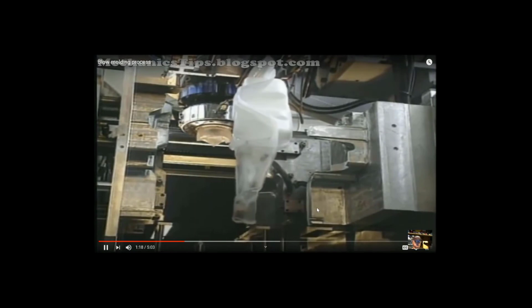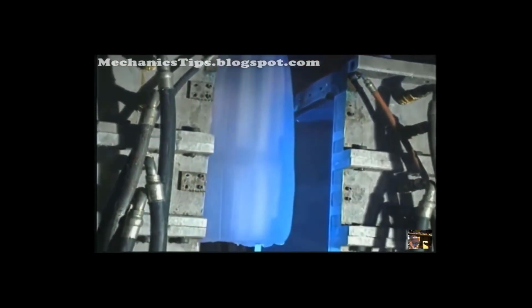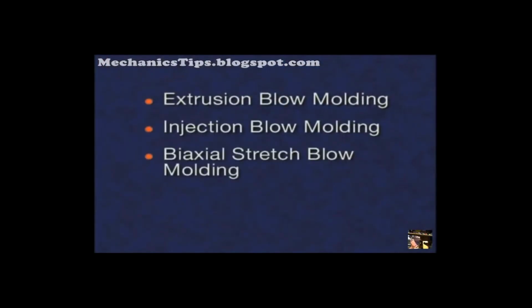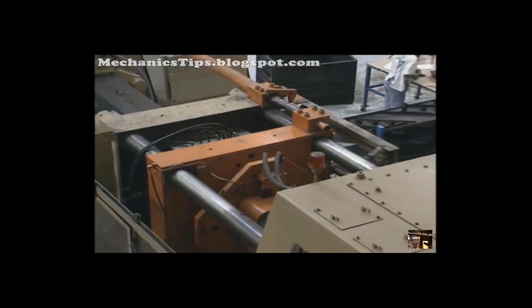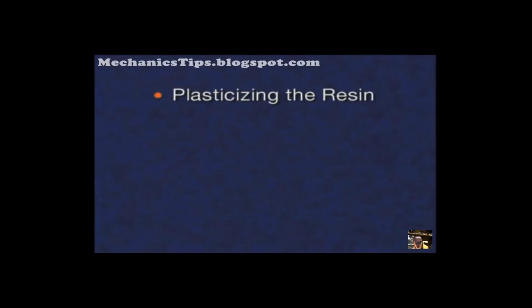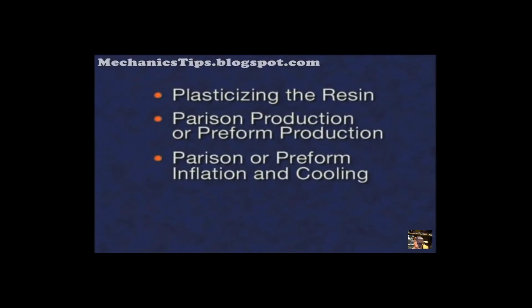Most thermoplastic blow-molded products are produced via extrusion blow molding using high-density polyethylene or HDPE, but there are many additional blow molding processes which include injection blow molding, biaxial stretch blow molding, and co-extrusion blow molding. These blow molding processes all use elements of either extrusion or injection molding, or a combination of the two. In addition, these blow molding processes all share 4 common stages: plasticizing or melting the resin, parison production, when referring to most blow molding operations, or preform production, when referring to biaxial stretch blow molding, parison or preform inflation and cooling in the blow mold, and ejection from the blow mold.